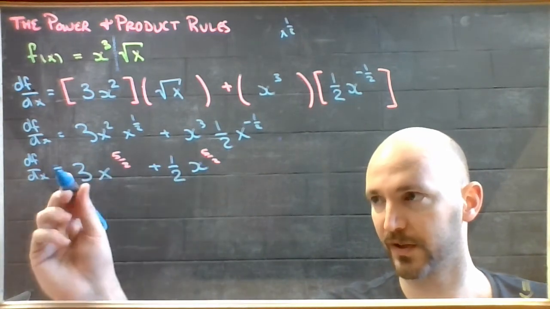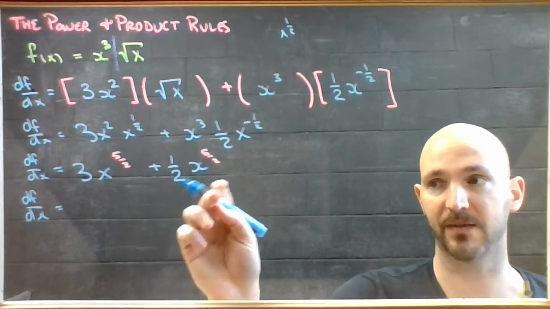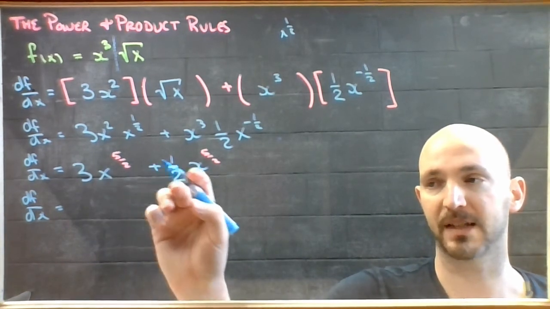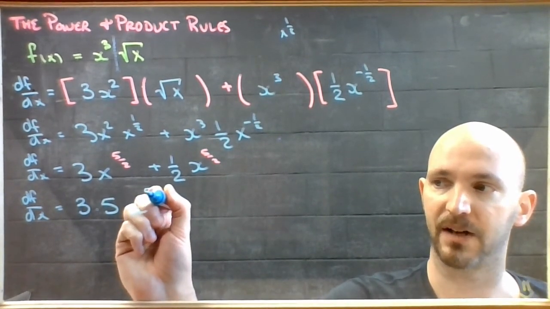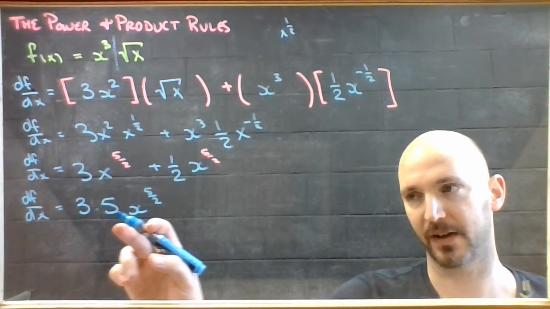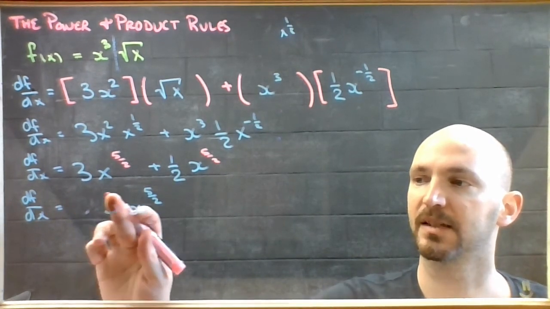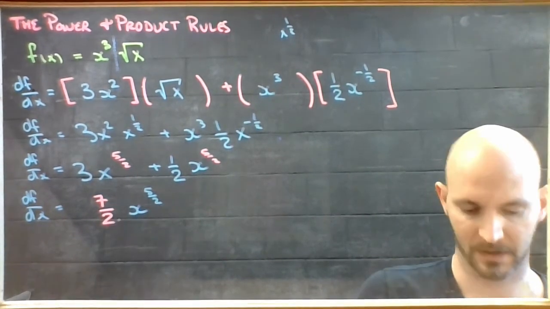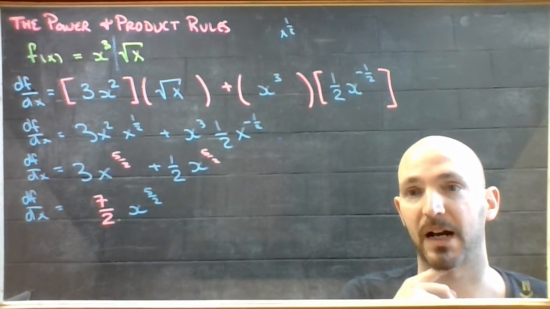And if I were to finish this off, df by dx would be, well, I have x to the 5 halves and x to the 5 halves. So I can collapse these, gathering like terms. 3 plus a half would be 3.5 x to the 5 halves. And again, I'm going to satisfy the purists out there, 3.5 is the same as 7 divided by 2. Okay. So this product rule delivered me 7 halves of x to the power 5 halves.